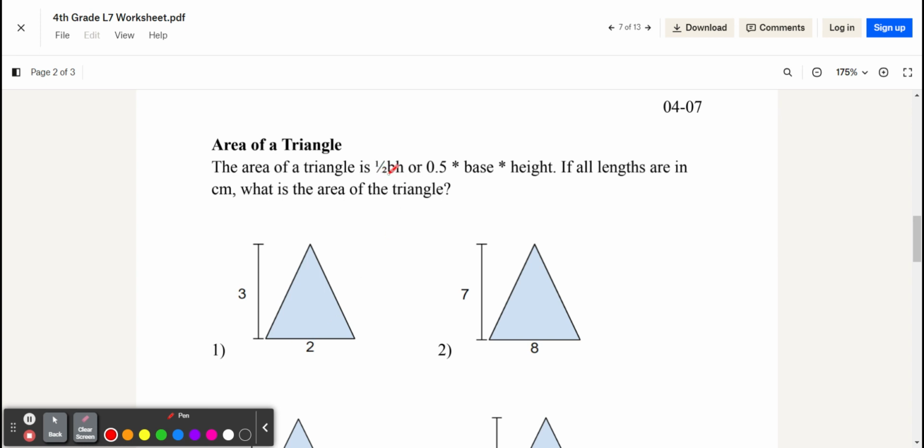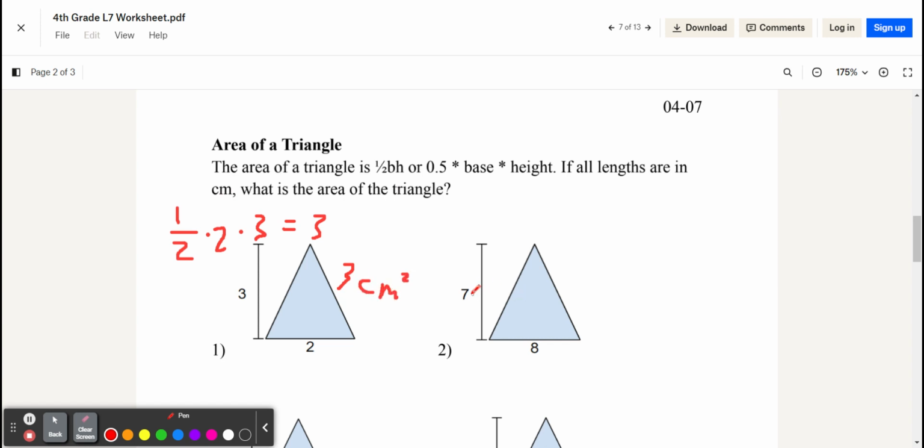Remember, we're doing 1/2 times base times height. So it's very similar to those rectangles we just did. It's just we also need an additional 1/2. So 1/2 base times height. Here that's 1/2 times 2 times 3. So that will equal 3. So our answer is 3. And don't forget, the lengths are in centimeters, so we have centimeters squared.